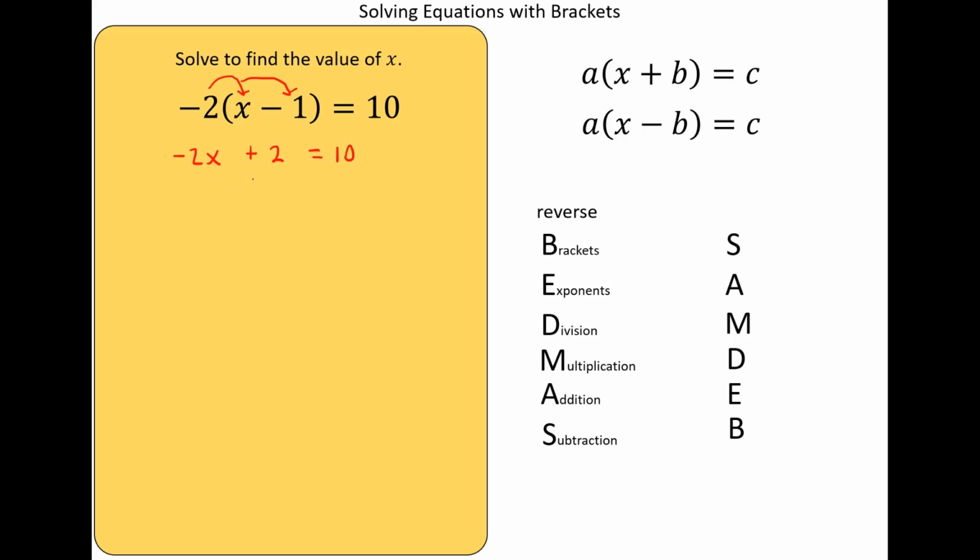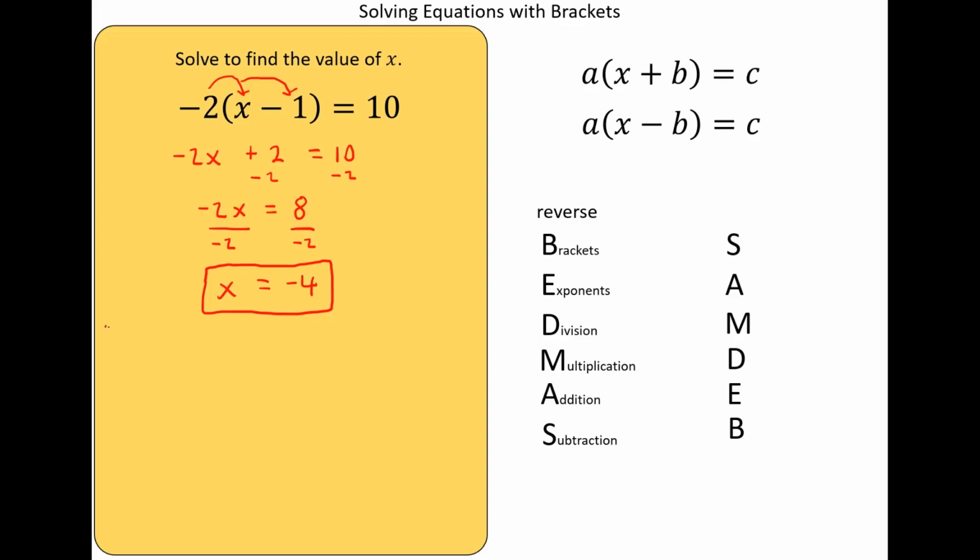Now in this case, I want to apply SAMDEV and undo the addition first, so I subtract 2 from both sides. On the left side, I'm going to have negative 2x. On the right side, I'm going to have 10 minus 2, which is 8. Now I'm going to undo my multiplication by dividing both sides by negative 2. Now recall, negative 2 divided by negative 2 is going to be 1, so I just get x on the left side. Now 8 divided by negative 2, a positive divided by a negative is going to be a negative, so I'm going to get negative 4 as an answer. So x equals negative 4 is my answer.